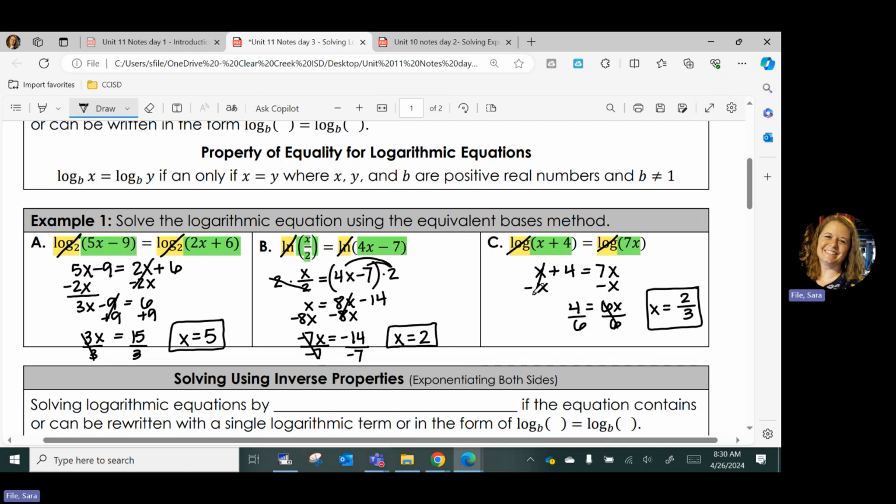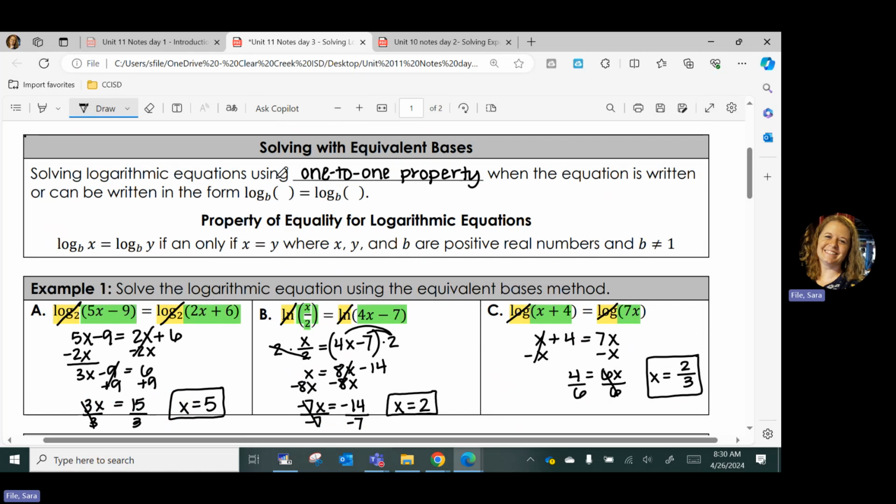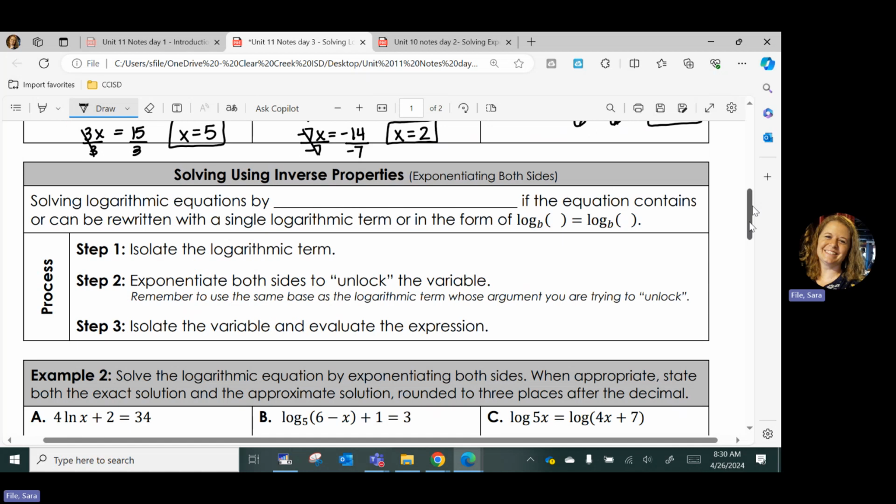And I think that is the easiest way to solve logs, but it will only work if you have the log on both sides of your equation. It's got to be set up in this format here to be able to use this way to solve. So sometimes you can't use it. Sometimes there's only one log expression in your equation. So let's look at some alternate ways to solve.